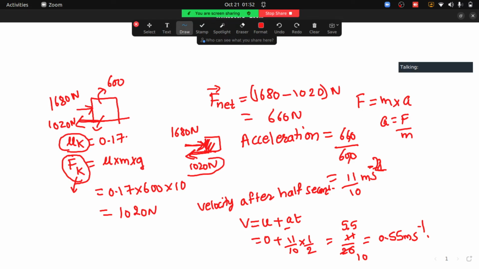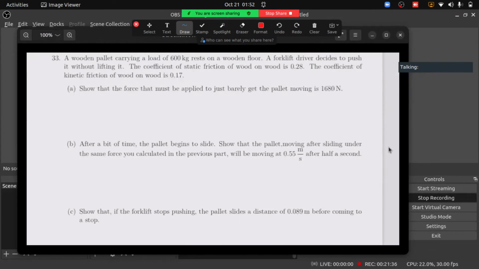Is this clear? Do you have any doubts in this problem? No, sir. It's clear. Okay, now shall we move on to the third part? Yes. Okay. So it says, show that if the forklift stops pushing, the pallet slides a distance of 0.089 meters before coming to a stop.